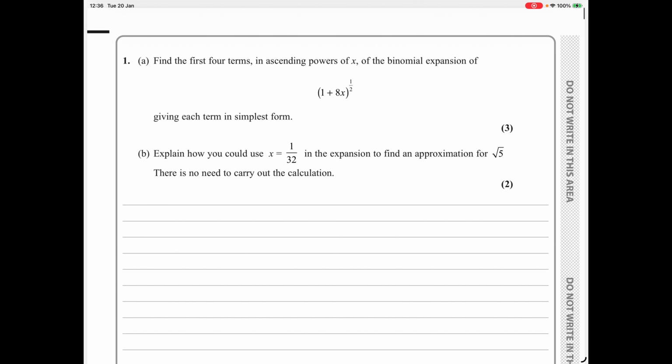From 2020, and this is the first question. Binomial expansion, I'm just going to write out what binomial expansion is: (1 plus x) to the power n equals 1 plus nx plus n(n minus 1) over 1 times 2 times x squared, plus the next one, we've got to put in one more, n(n minus 1)(n minus 2) over 1 times 2 times 3, which is 3 factorial, times x cubed. And that's how it goes on.